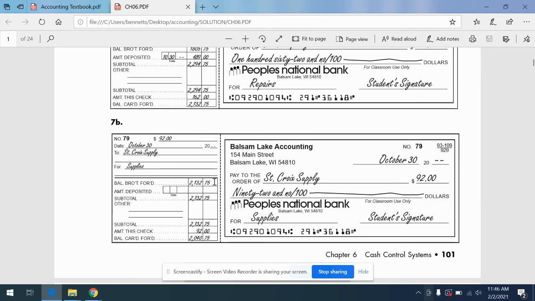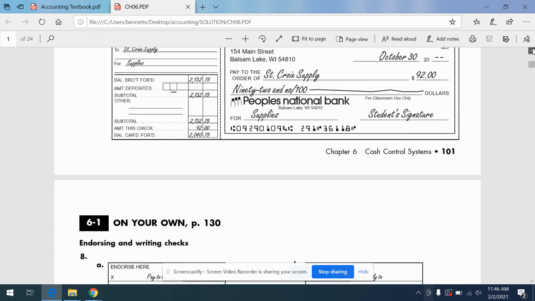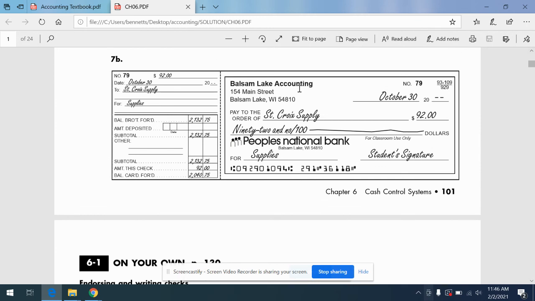You need to drop that down, son, into the next check stub. Are you with me? There was no amount deposited, so the subtotal is still the same. So you can just bring it down for subtotal. Are you still with me? Okay. So this example, Andrew, for St. Croix Supply, how much was that check? $92. So now you have a new balance carried forward of 2,040.75. That makes sense. Okay.